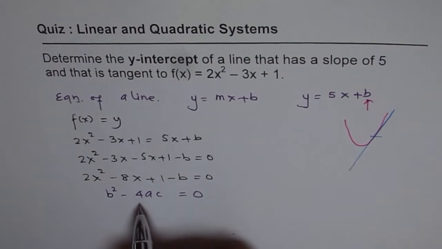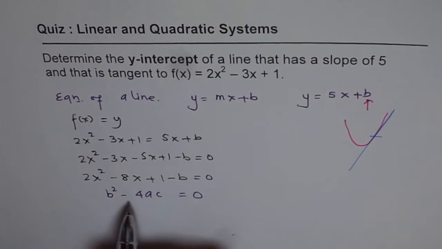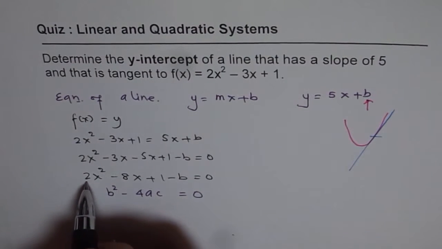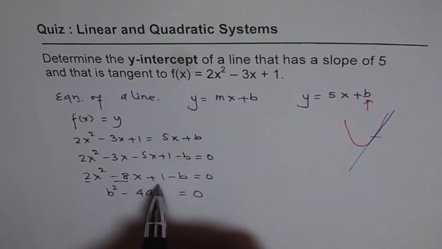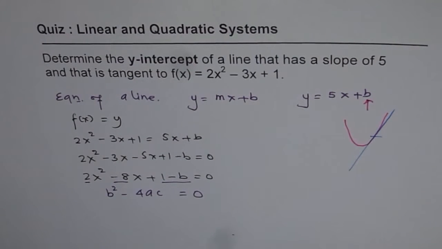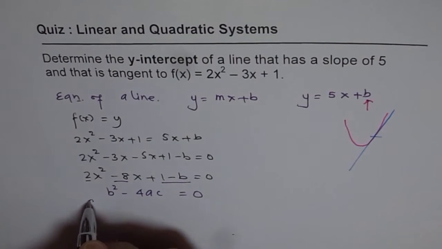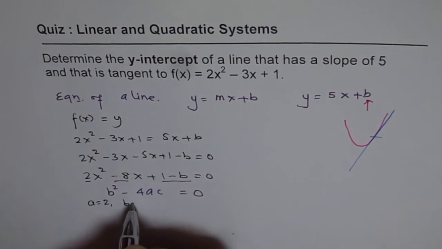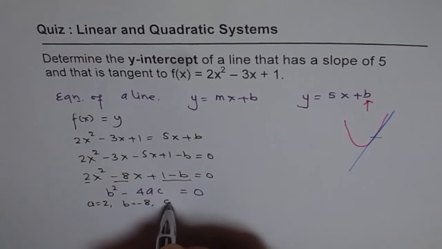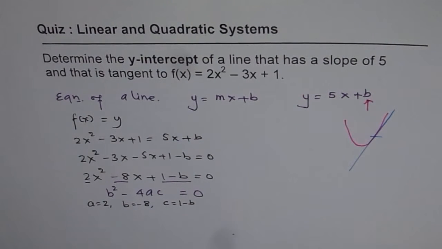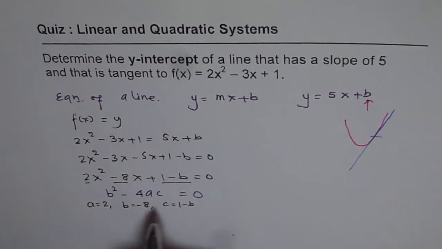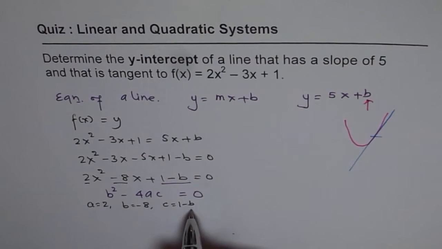Therefore, now let's apply that rule. The discriminant b squared minus 4ac should be equal to 0. So in this equation, what are a, b and c? We have a as 2, b as minus 8 and c as 1 minus b, right? So let's plug in those values. a equals 2, b equals minus 8 and c equals 1 minus b. We'll put in these values and then try to solve for the unknown.